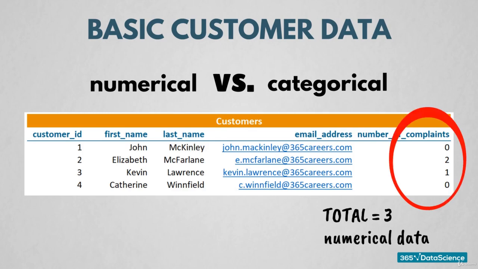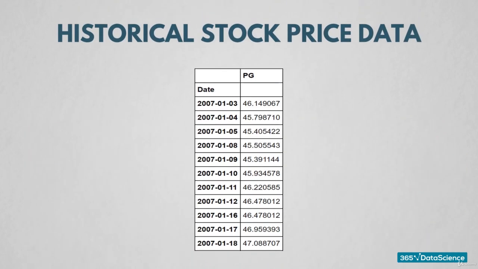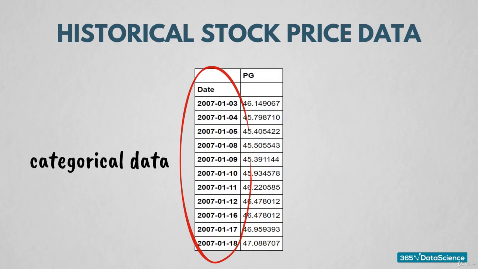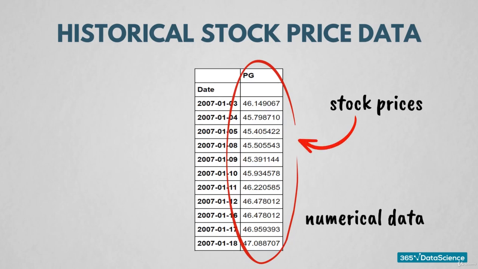All right. Another example we can look at is daily historical stock price data. This is what we use in our Python for Finance course. In the data set you see here, there's a column containing the dates of the observations, which is considered categorical data, and a column containing the stock prices, which is numerical data. Great!